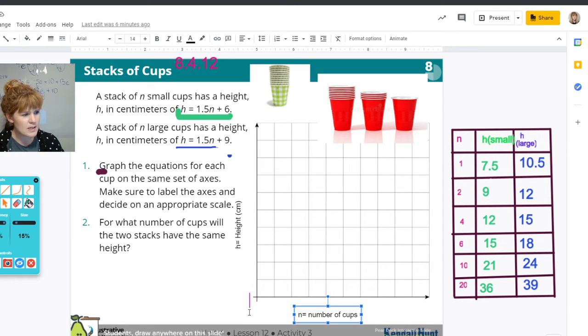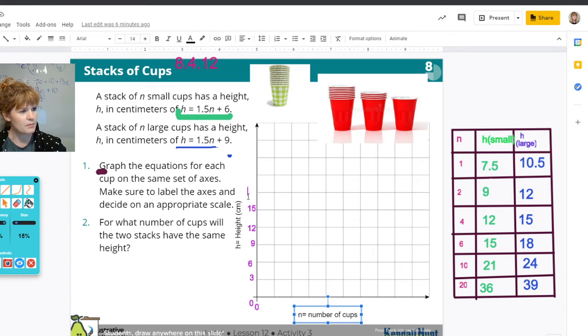So down here at this point, that is height equals 0 and number of cups equals 0. That's the origin. And I think it's best to use a scale of 3. So every line equals 3. And I decided that. You can do what you want. I decided that's best for me.